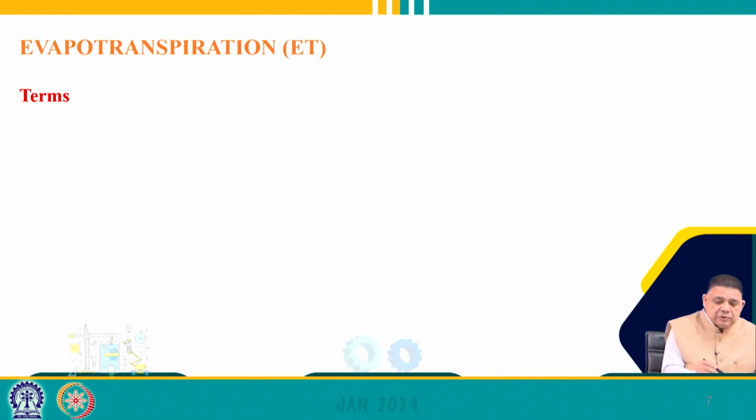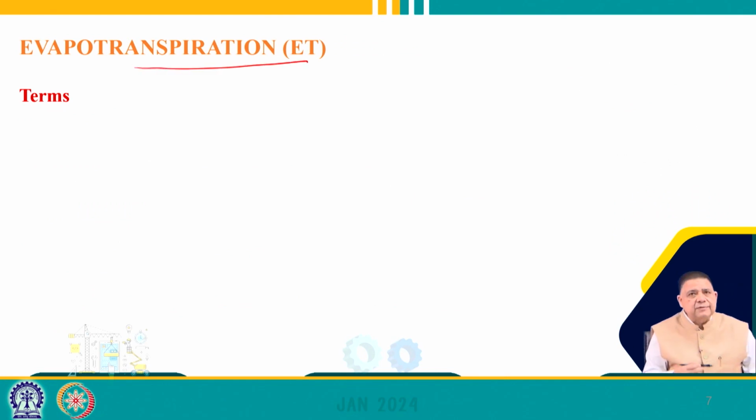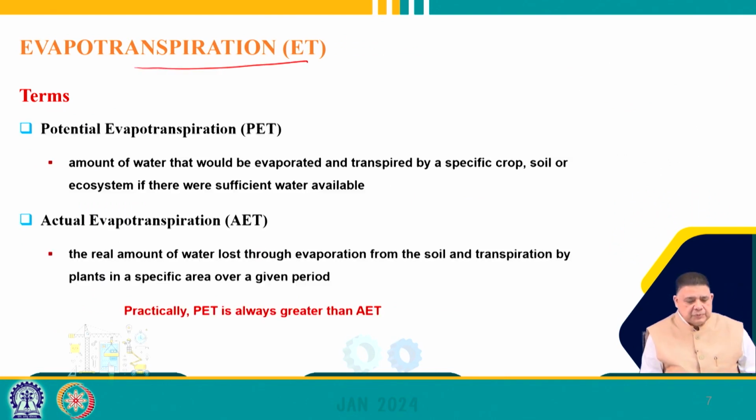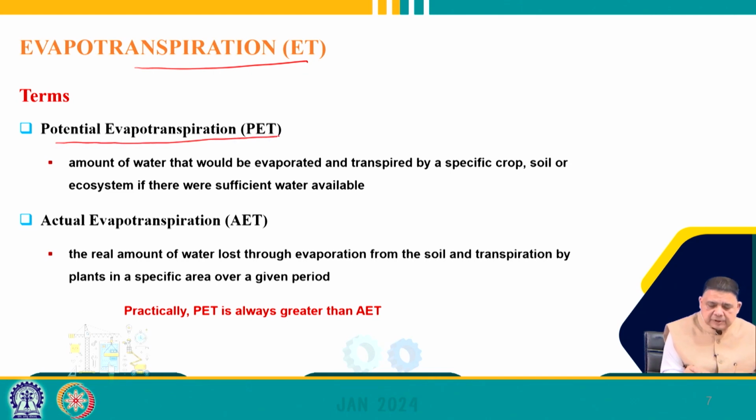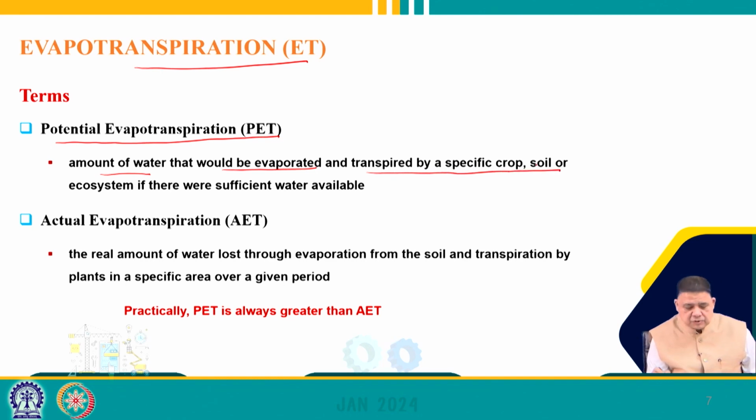Now, coming to evapotranspiration, there are several terms which are popularly used, and it is better to understand those terms. The first and foremost is potential evapotranspiration, known as PET, which is defined as the amount of water that would be evaporated and transpired by a specific crop, soil or ecosystem if there were sufficient water available.